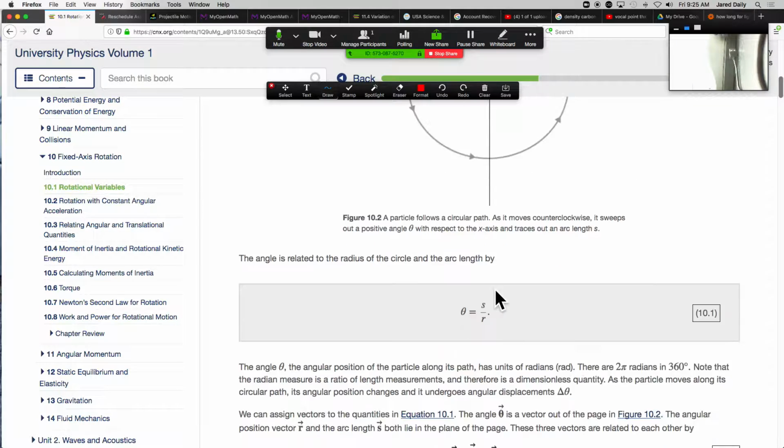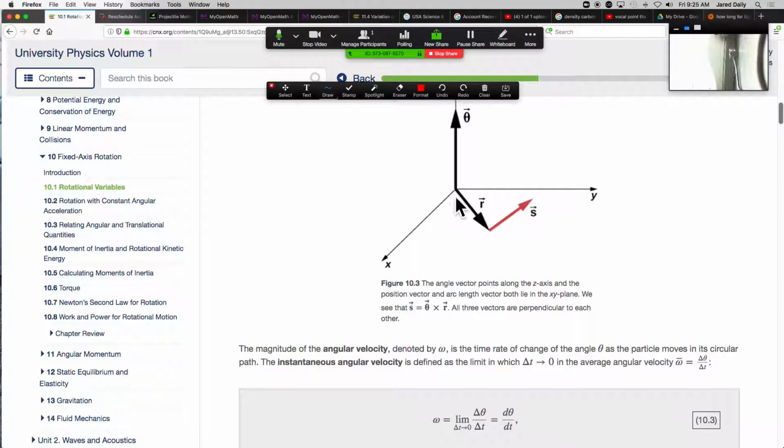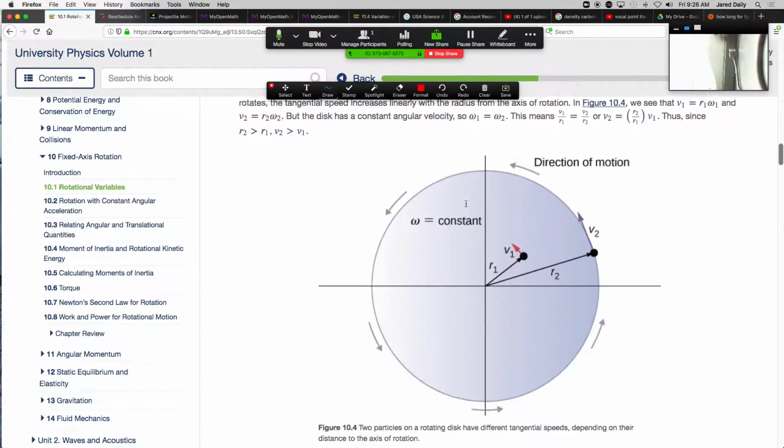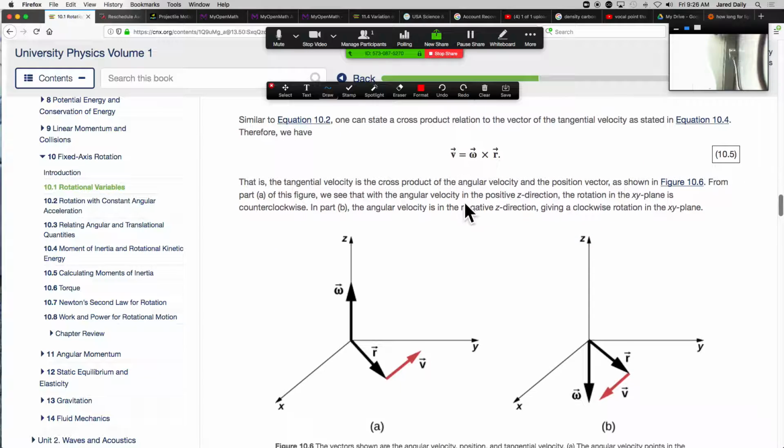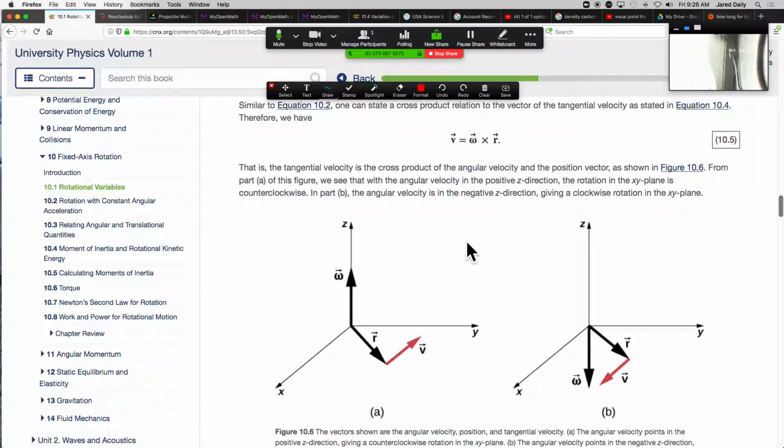So for this theta vector, if you put your hand down here on the x-axis and turn it towards the r vector, where the theta is, your thumb will point up, and that's in the positive z direction. For omega, the angular velocity, it's very similar. You put your hand on the r vector, and you turn your hand in the direction of the tangential velocity. It'll tell you which way it's going, and that will tell you the angular velocity.